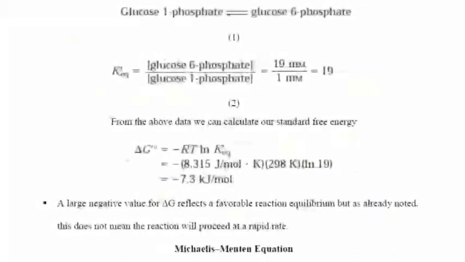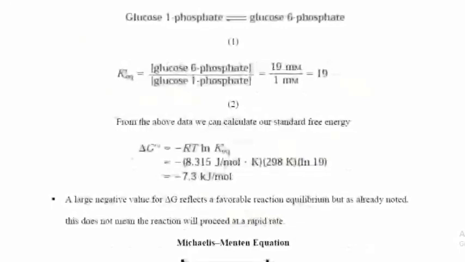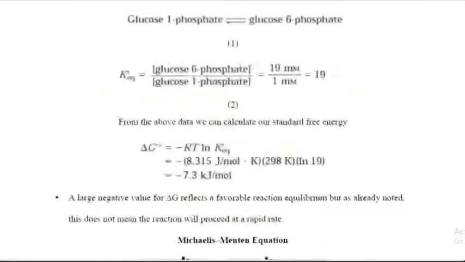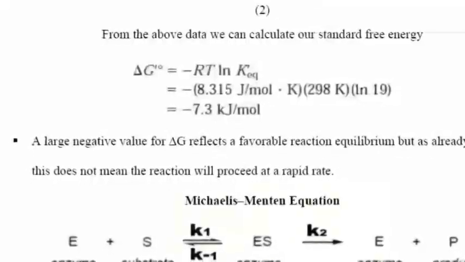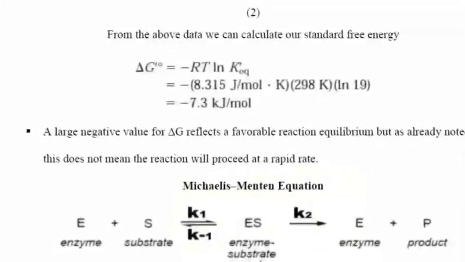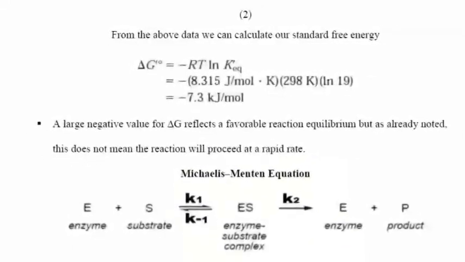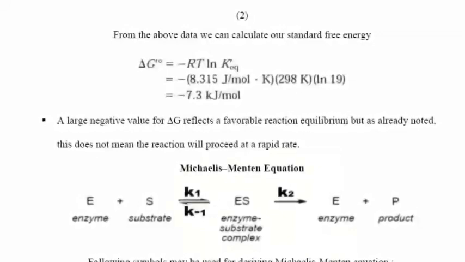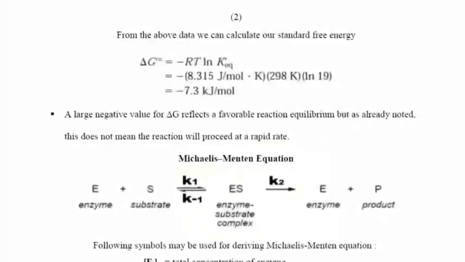That means our KEQ is 19. Then to calculate the energy, we use this free energy formula, which is delta G equals minus RT ln KEQ. Then you put ln 19 inside the bracket. The answer equals minus 7.3 kilojoule per mole. So don't forget the negative sign there.